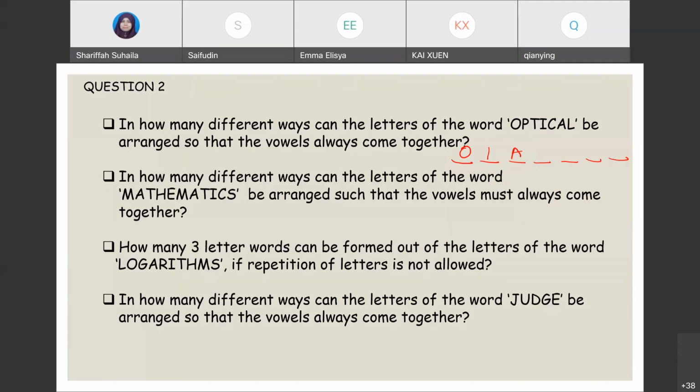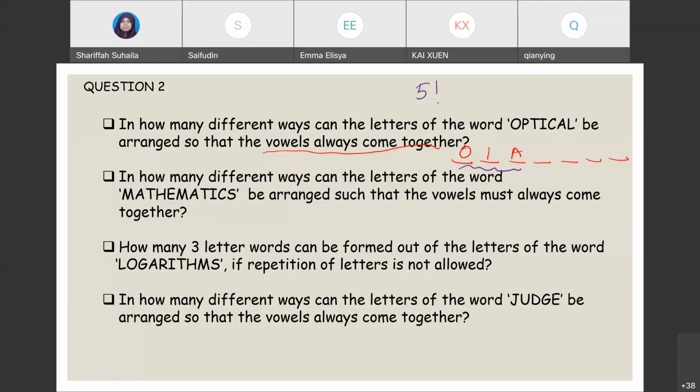So when we have this condition, what will always come together? That means we take that one as a group. So actually you have 4 spaces, 1, 2, 3, 4, but this one we consider as one group. So here you have 1, 2, 3, 4, 5. So there are 5 possible ways to arrange, so 5 factorial.